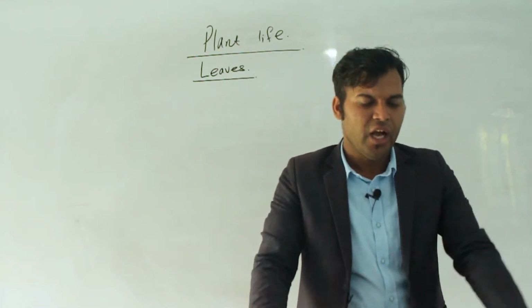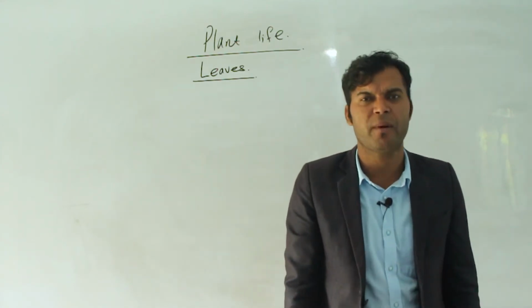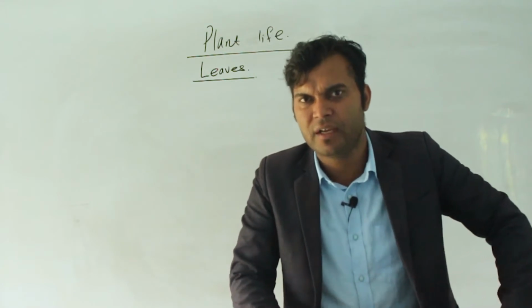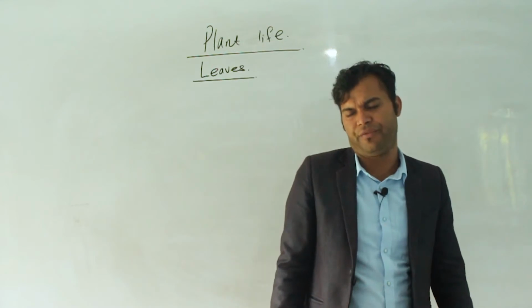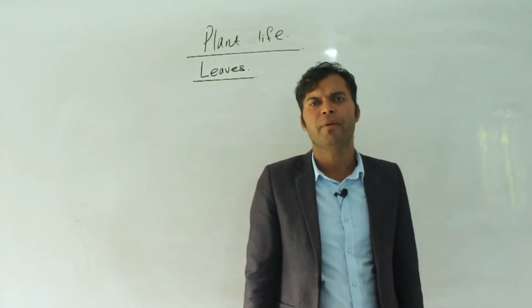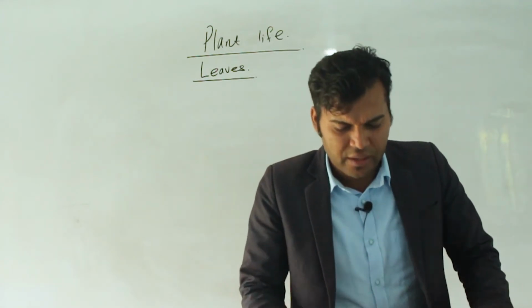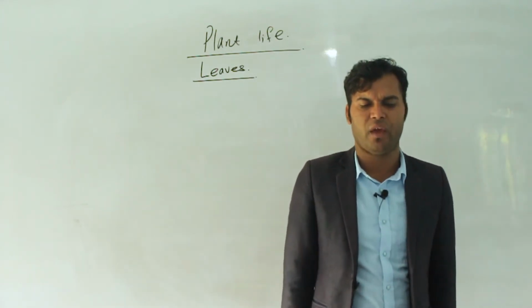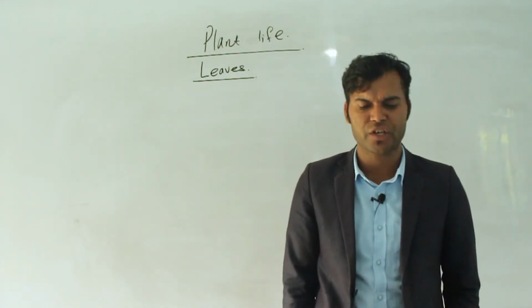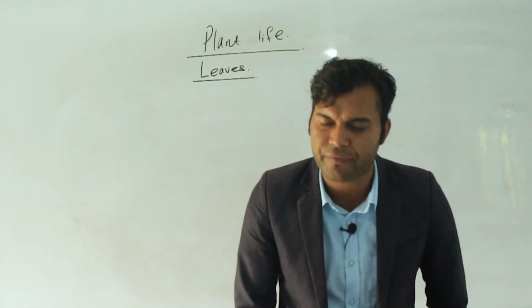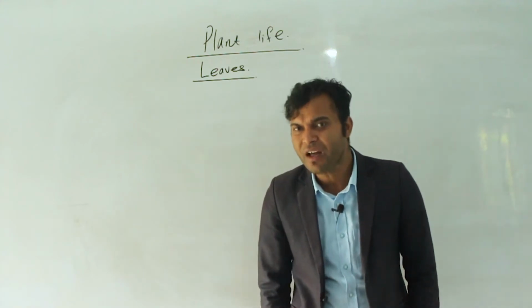Okay, students. We are going to discuss some functions. A leaf performs different functions for the plant. Green plants prepare their food in the leaf, isn't it? They take carbon dioxide from the air, water from the soil, and with the help of sunlight prepare the food in the leaf.